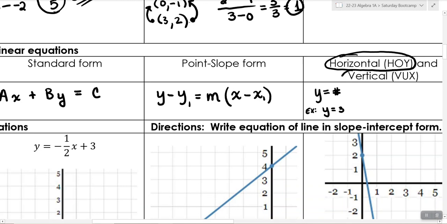VUX is what you're supposed to remember for vertical. Vertical lines have an undefined slope and they start with X. So if you see X equals a number, like X equals 7, that's a vertical line at X equals 7. This one would be a horizontal line. Horizontal lines and vertical lines have a very specific form of their equation that you should be able to tell apart.